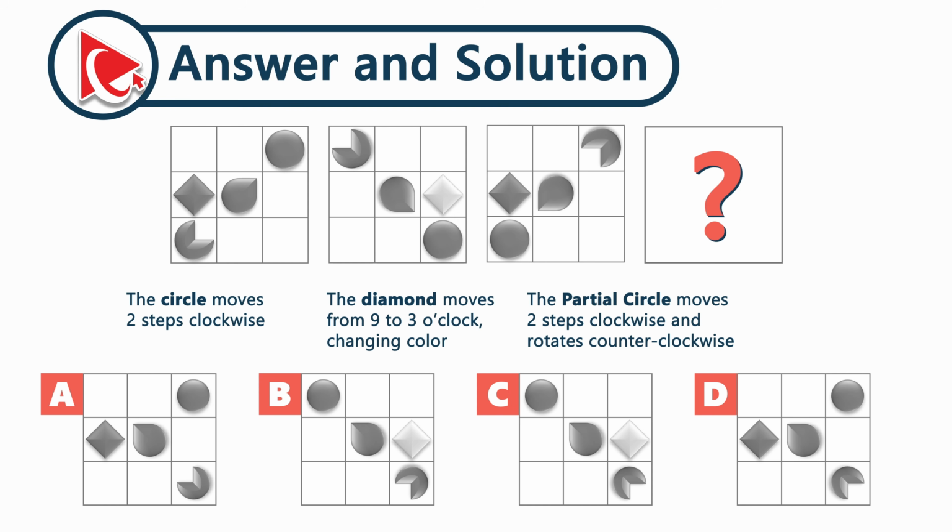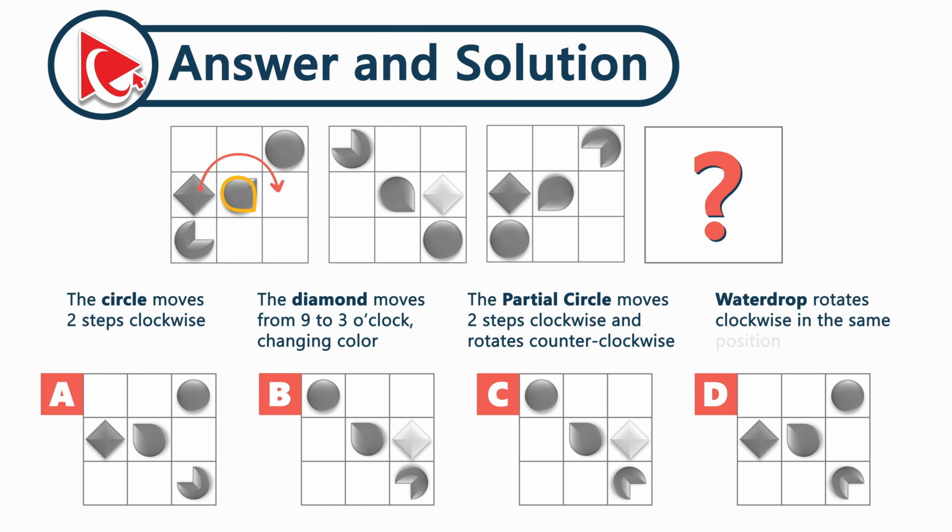The only remaining shape in the circle is the water drop, and as you can see, the water drop rotates clockwise in the same position. Knowing all of this information, let's build the target object.